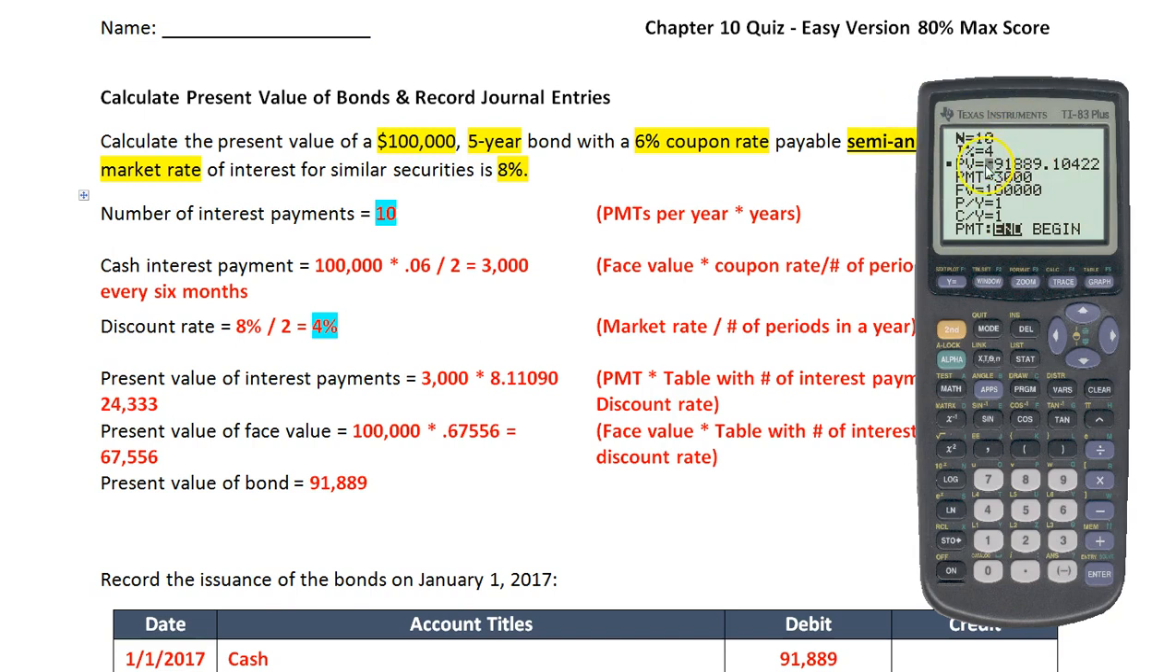One thing that's maybe a little confusing is the negative sign. See if I can explain this clearly. We have to think about cash going in or cash going out. I don't interpret the present value as a negative number in my mind. It's 91,889. But maybe if you want to think about it this way, if we're the business, we're paying out $3,000 in cash.